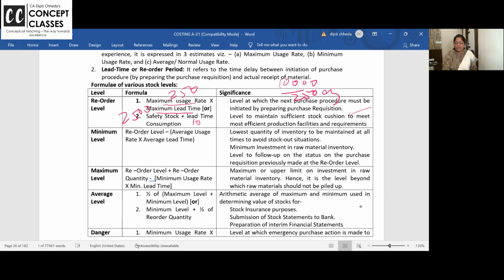Minimum level is reorder level minus average usage and lead time. Maximum level is reorder level. There's some understanding behind this formula, or learn it a little. Generally, I don't say. I hope you all didn't learn the EOQ formula. You didn't have to learn it, you understood it. Maximum level is reorder level plus reorder quantity minus minimum usage.